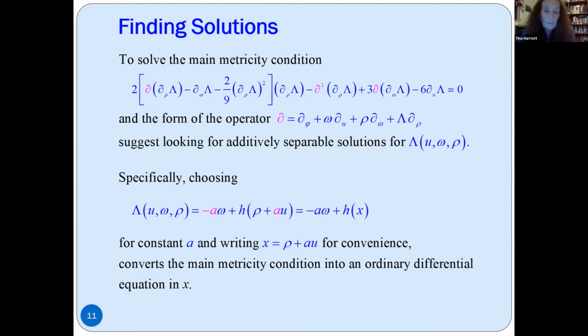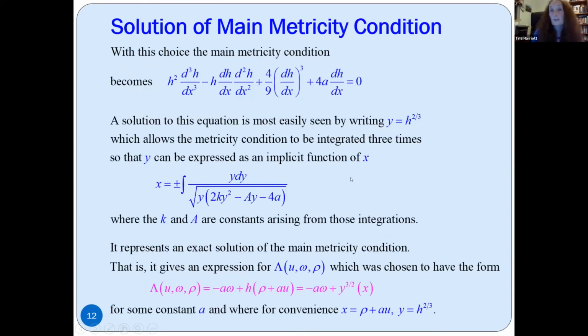The beauty of this form is that it causes some of the terms in the main metricity condition to cancel. But more importantly, it converts this third order nonlinear partial differential equation into an ordinary differential equation shown here. Now, it also looks rather nasty, but it can in fact be integrated most easily by writing y as the function h to the 2/3. It can then be integrated twice, and these constants k and A shown here arise from those first two integrations.